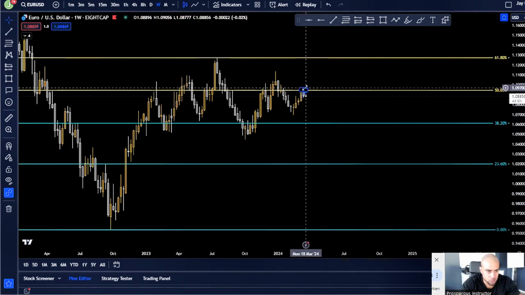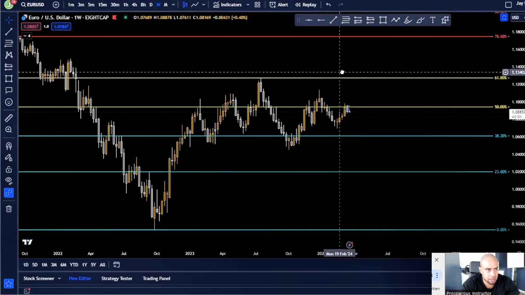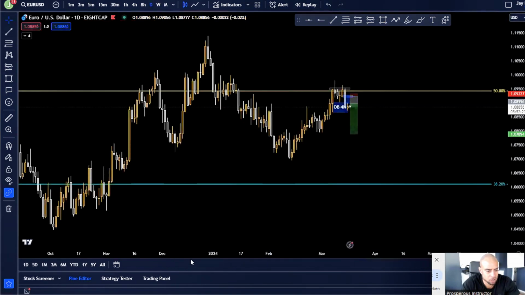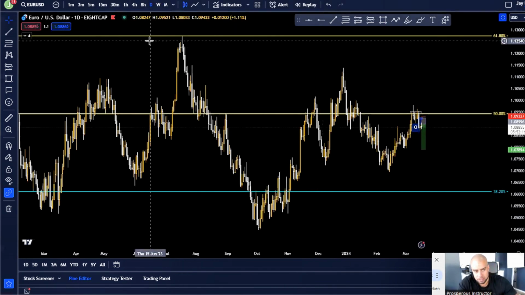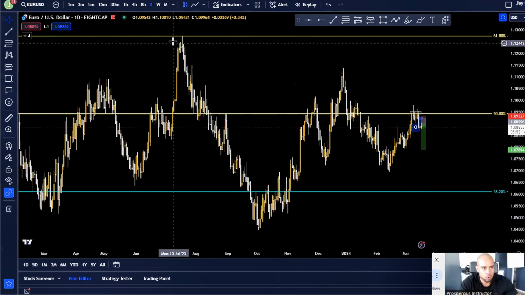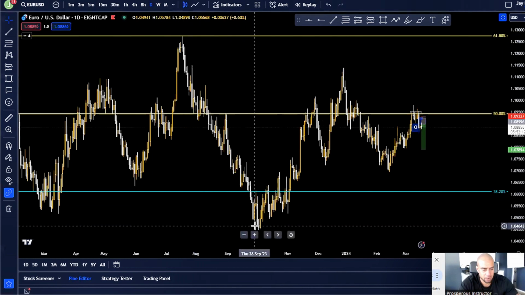So we are there right now. We just tapped into it and broke down again. If we zoom in on the daily time frame, then what we want to get now is just alignment. We want to see the trends align, all right? We are in a pullback here. We broke down.